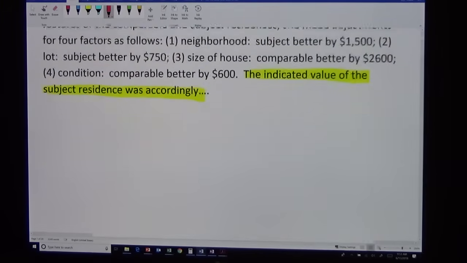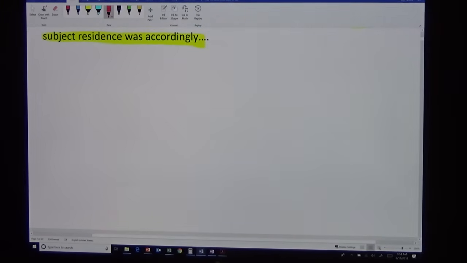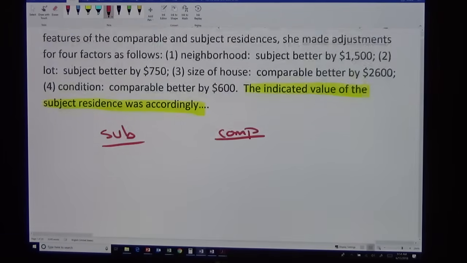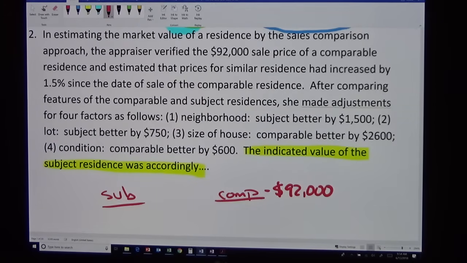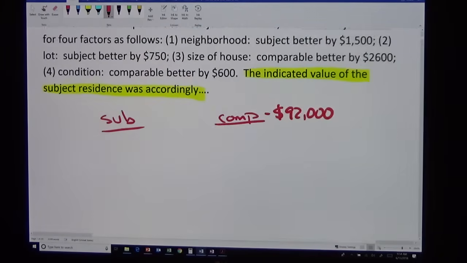Whenever we're working with a CMA, we're always going to set up a column for our subject property and a column for our comparable. And then we're going to start filling in the information that we have. It says the appraiser verified the $92,000 sales price of a comparable residence. Okay, so we're just going to put $92,000. We know that's what the comp sold for. And estimated that prices for a similar residence had increased by 1.5% since the date of sale of the comparable residence.